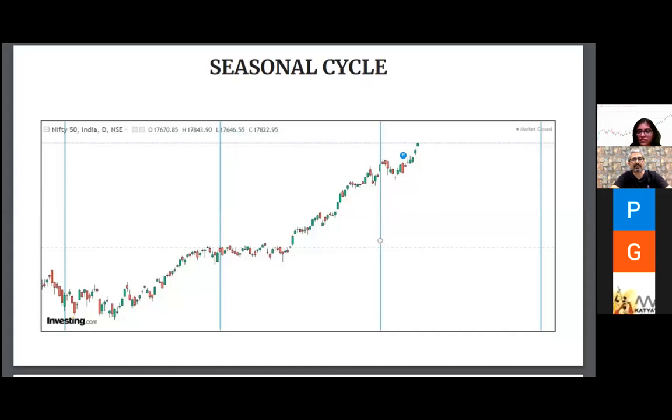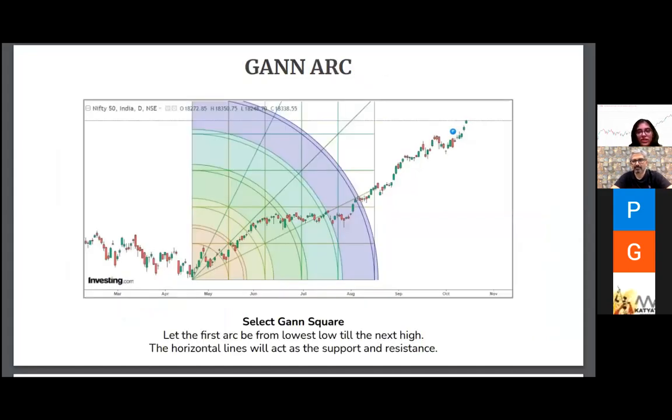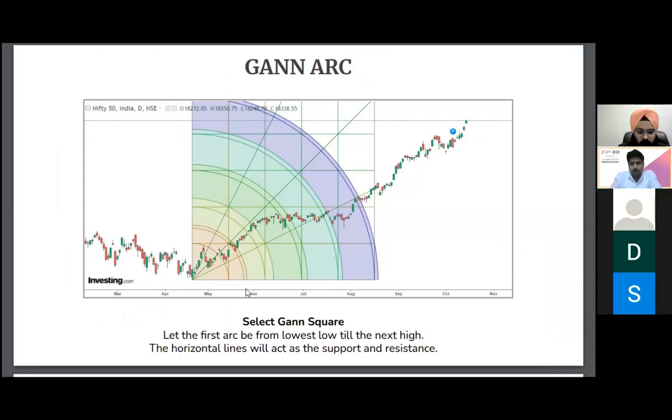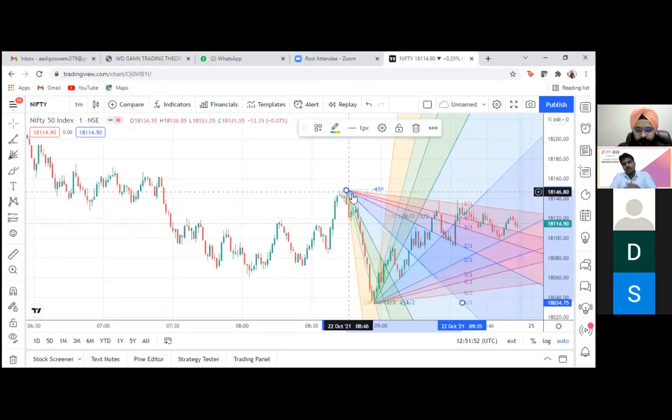Yes, Aditi, please carry on. Right. So there's another tool that Gann had given. This is the Gann arc. By selecting Gann square, what we need to do is let the first arc be from the lowest low till the next high, not the highest high, just the next high. And over here, the horizontal lines will act as support and resistance. So let me see if we can do this here.